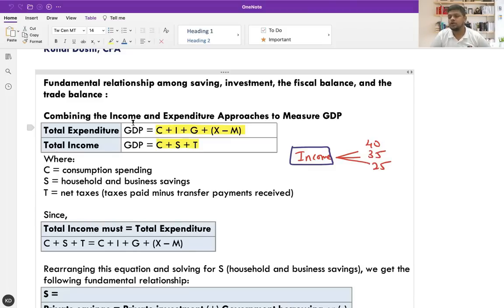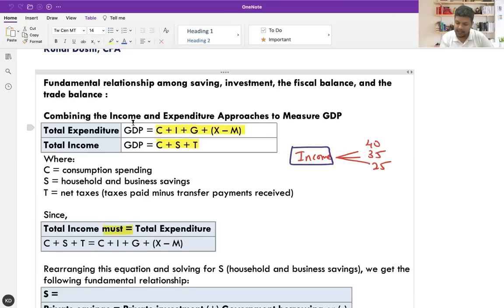Yes. So what the entire economy earns and what the entire economy spends, they both should be the same. Therefore, total income must equal, I'm saying must, the total expenditure. So C plus S plus T should be equal to C plus I plus G plus X minus M. Now let's run some math into this.